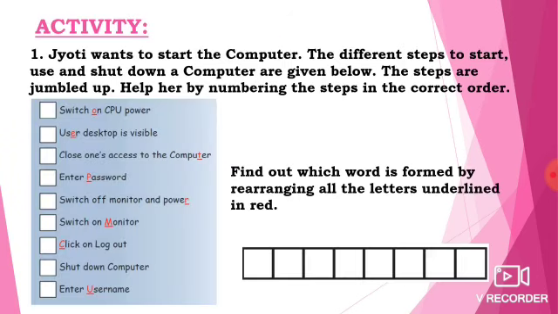Next we have an activity. You are going to do this activity in your book itself. Jodi wants to start the computer. The different steps to start, use and shut down your computer are given below. The steps are jumbled up. Help her by numbering the steps in the correct order. Then find out which word is formed by rearranging all the letters underlined in red. If you rearrange the letters which are in red, you can get a word. Find out that word.